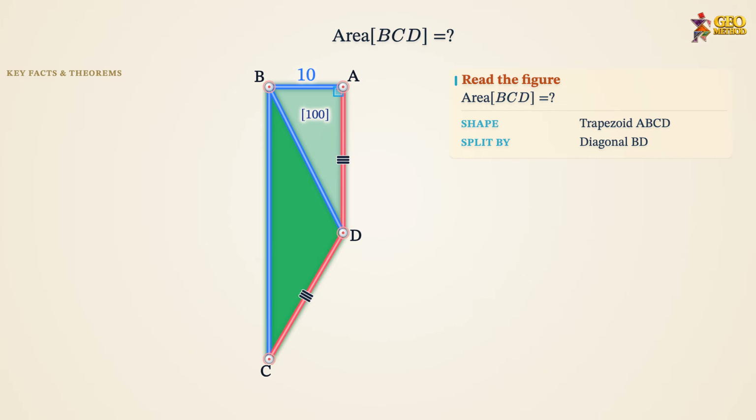Look at trapezoid ABCD. The right side AD and the left side BC run parallel, and the top leg segment AB joins them. The diagonal BD cuts the trapezoid into a white triangle ABD and the green triangle BCD. The green area is our target.